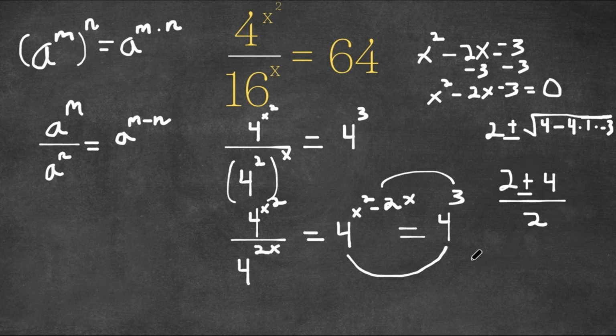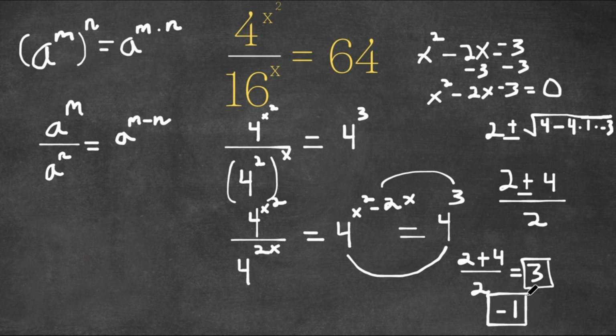Now, this gives us two expressions: 2 plus 4 over 2. 2 plus 4 is 6. 6 divided by 2 is 3. So this is one solution. And we also have 2 minus 4 over 2. 2 minus 4 is negative 2. Negative 2 over 2 is negative 1. So negative 1 would also be another solution. So these are our two solutions to this problem.